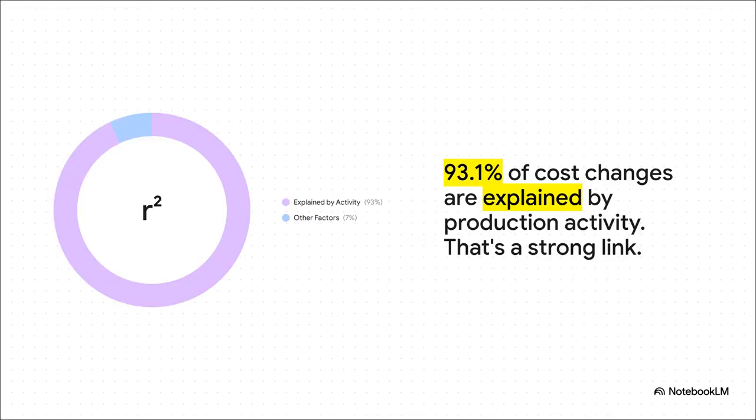But wait, it gets even better. If you square that R value, you get a number called R squared. And honestly, this is where the real magic is. For our forecast, that number is 93.1%. Now, stop and think about what that means. Over 93% of all the changes in our costs are explained just by our production activity. All the other random factors out there combined barely even make a dent. This one number tells us our forecast isn't just a guess, it's built on an unbelievably solid foundation.